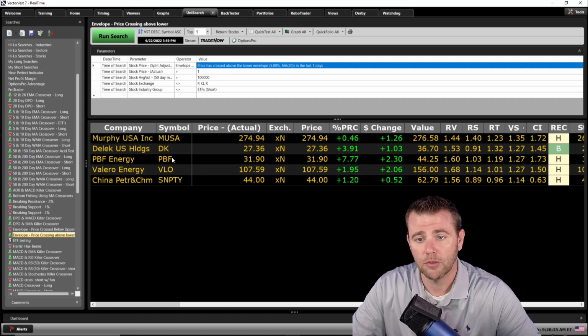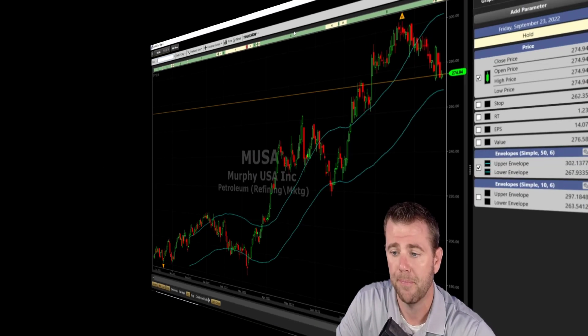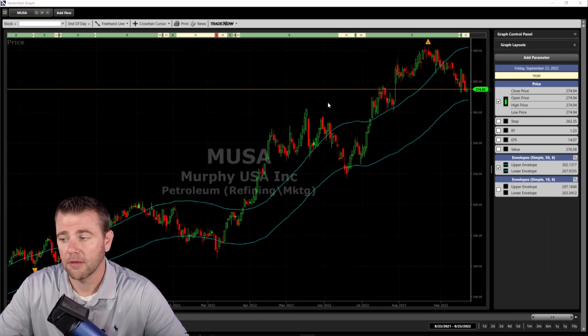And we get 5 stocks shown up here. I'm only displaying the top 5 just to make it easy for everybody out there and give you guys a few examples. And so now we'll click on the graph all feature at the top, and up comes our first stock. Now, if you notice here on the left-hand side, it's set to the 50 and 6, which were the other settings for that search that we just looked at.